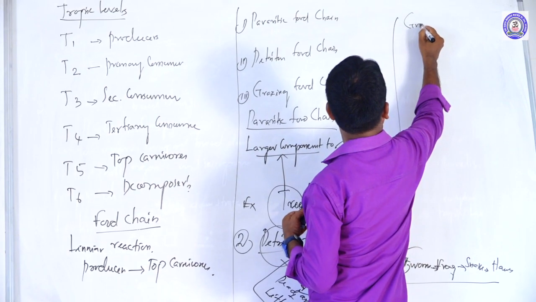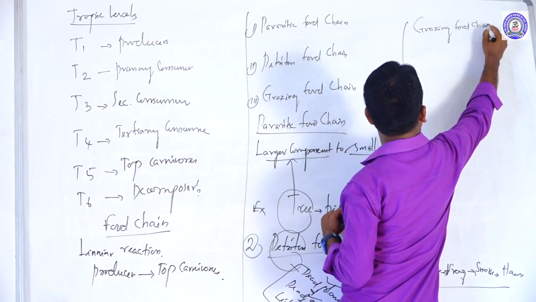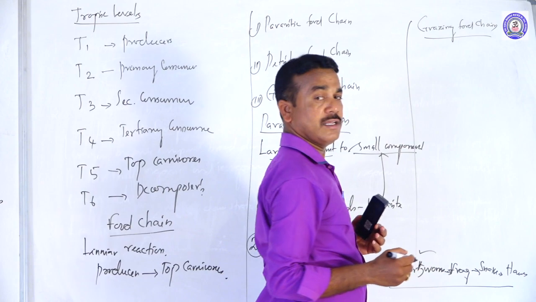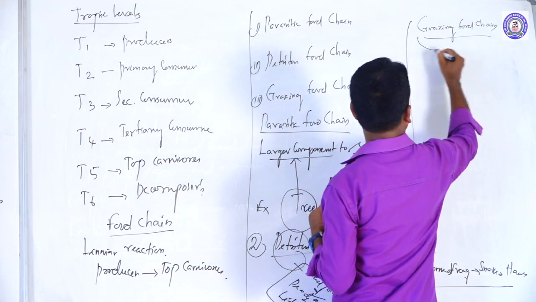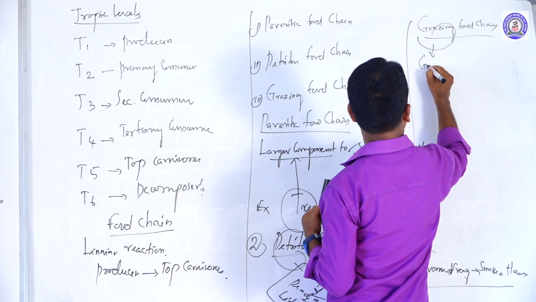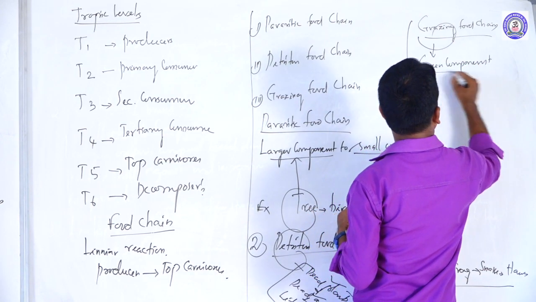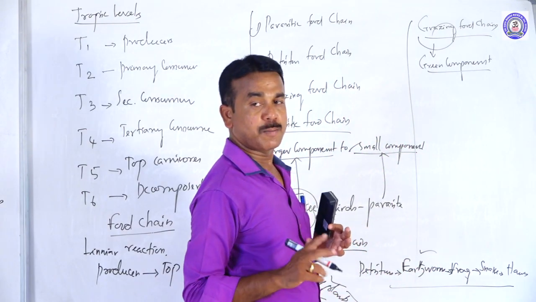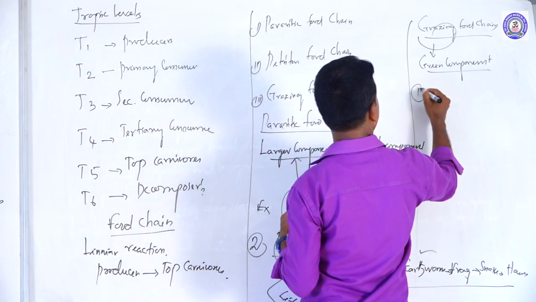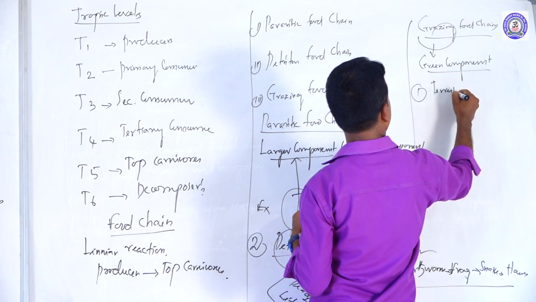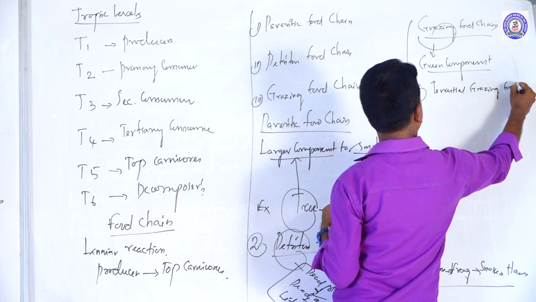The last one is commonly called the grazing food chain. The grazing food chain starts from green plants. That is the key feature. So the grazing food chain can start from green plants or green components. The green components are present both in terrestrial as well as aquatic environments. So let me take the first one, the terrestrial grazing food chain.